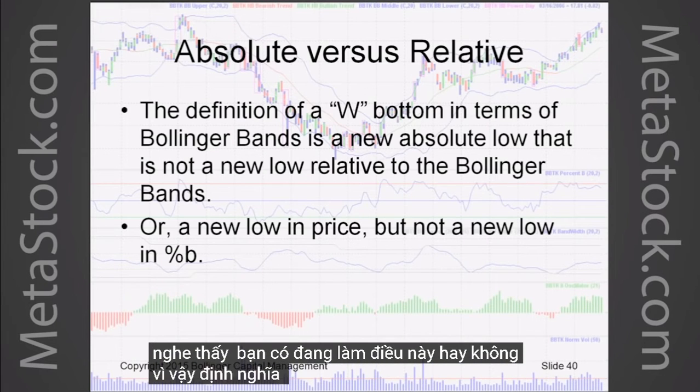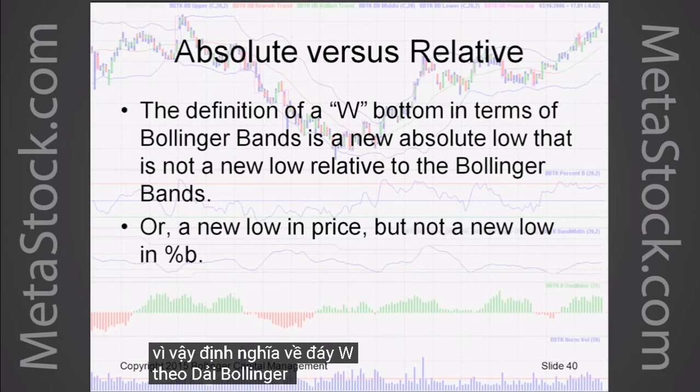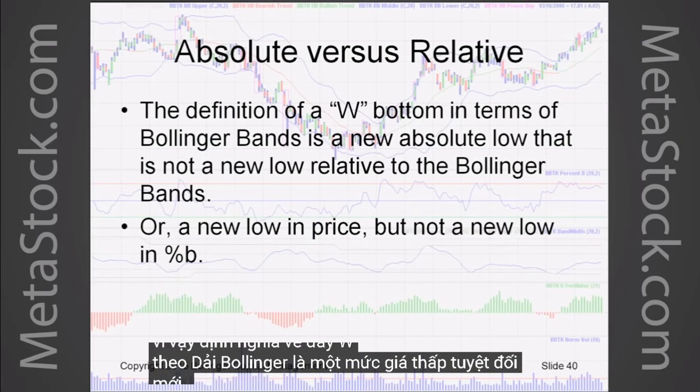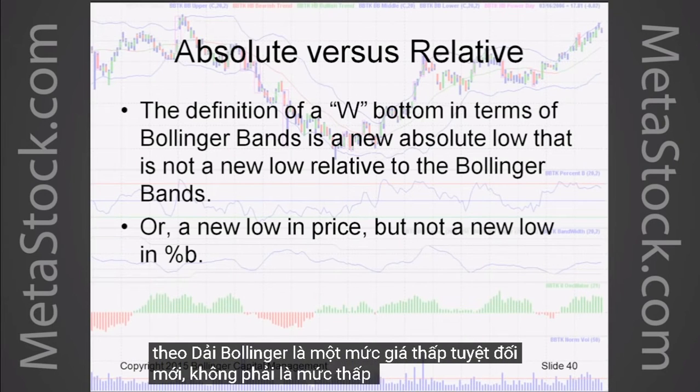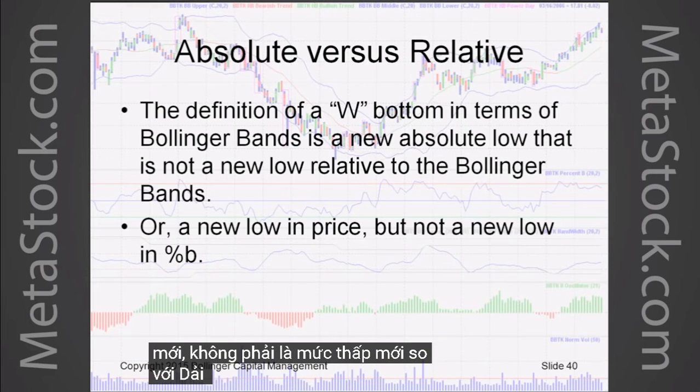So the definition of a W bottom in terms of Bollinger Bands is a new absolute low in price that is not a new low relative to the Bollinger Bands.